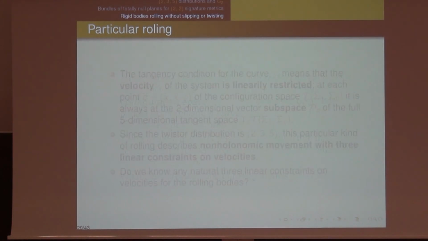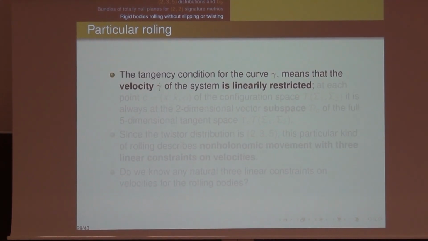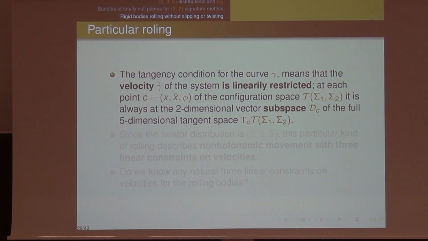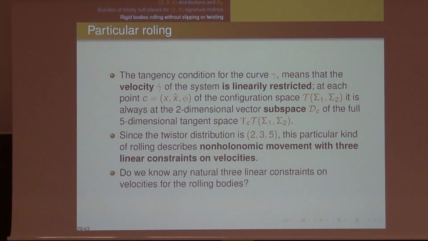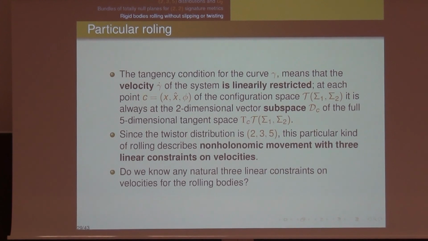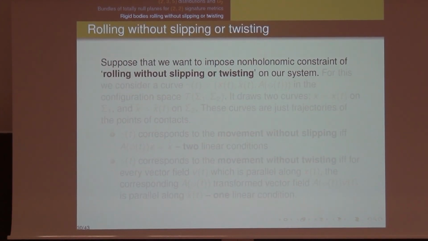So let's count. The tangency condition means that I have a linear constraint on velocity at each point. And actually, since this velocity should be in the two-plane at every point, there are three linear constraints. So do I know a physical movement that will give me three linear constraints on velocities of the system? Maybe I do. I will be calling it rolling without slipping or twisting. So I want these surfaces to now be rolling without slipping or twisting.